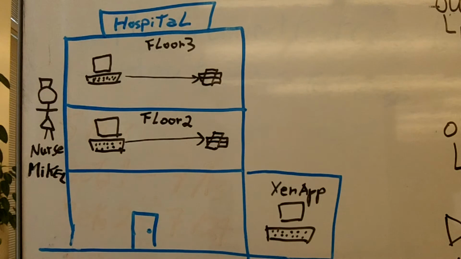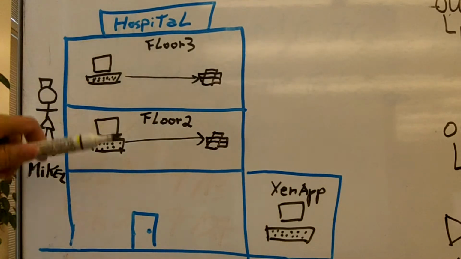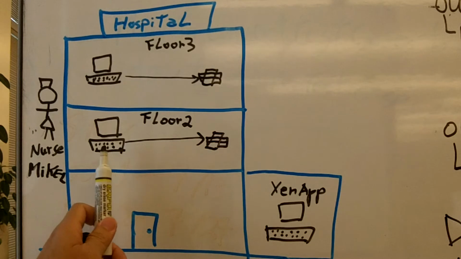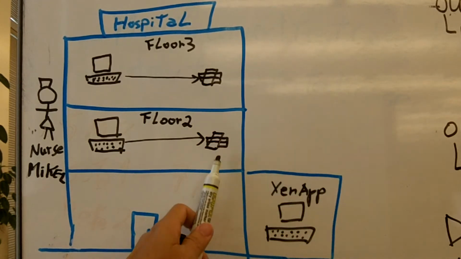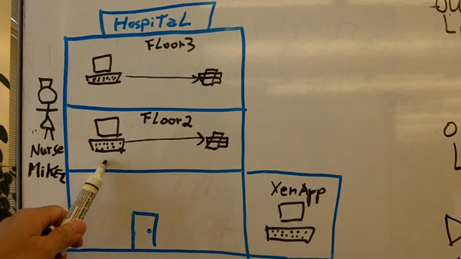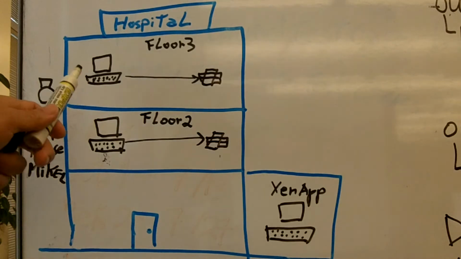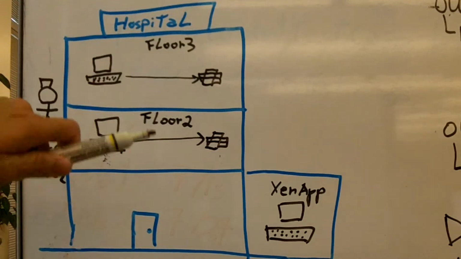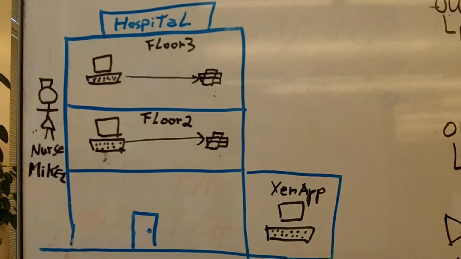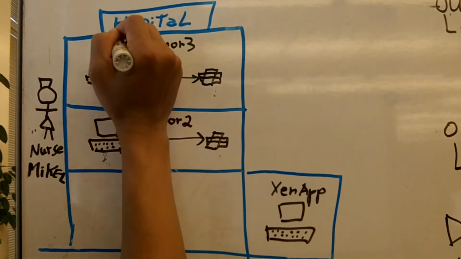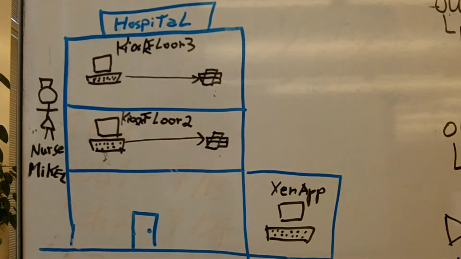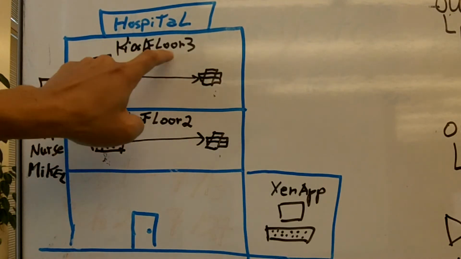In this scenario, imagine you have a hospital with different floors and you have a nurse. This is nurse Michael, and he works different shifts and goes to different floors. On each floor, the computer is tied into a printer. So when you're using the machine on floor number 2 and you print, you'd like to get your printout at the printer on floor number 2, and when you go to floor number 3 and you print, you want it to go to that printer. So what they did is each floor is a kiosk account.